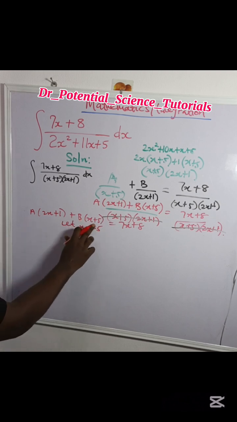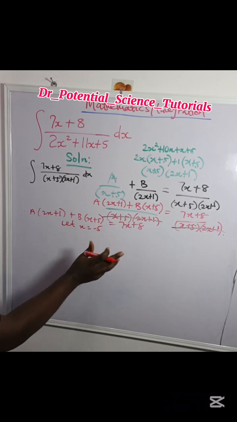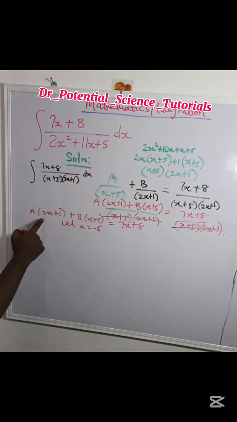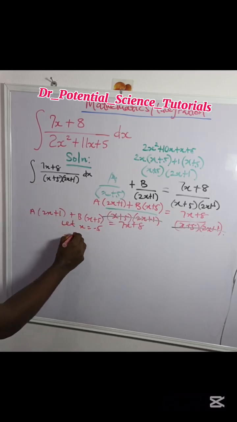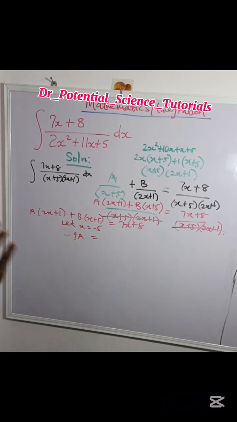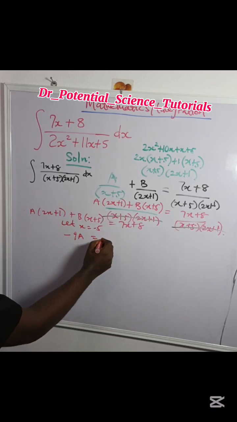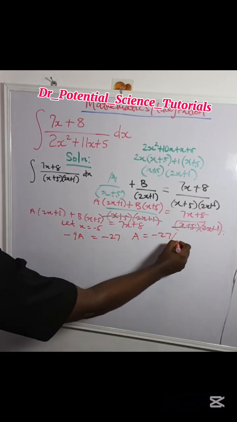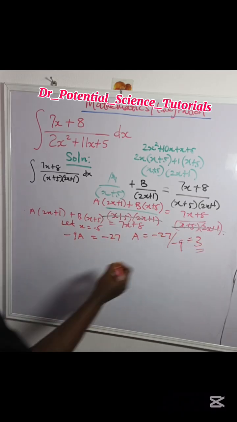If you substitute x as minus 5 here, that's minus 5 plus 5, 0, so B is left out. So we are left with minus 5 times 2, that's minus 10. Minus 10 plus 1, minus 9. Minus 9A equals minus 5 times 7, that's minus 35, plus 8, that is minus 27. So our A is minus 27 divided by minus 9, that's 3.